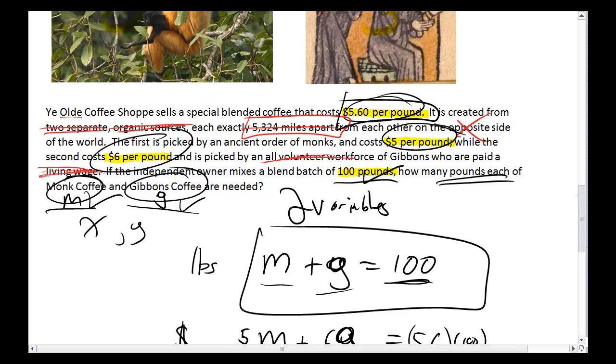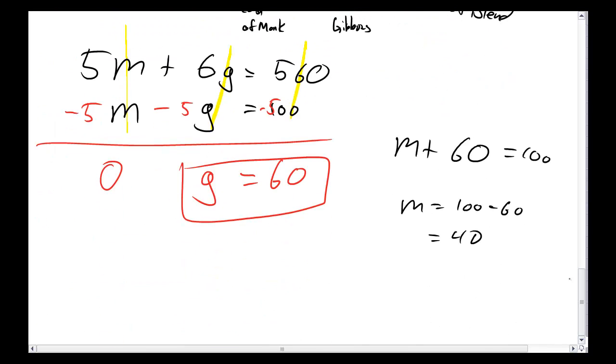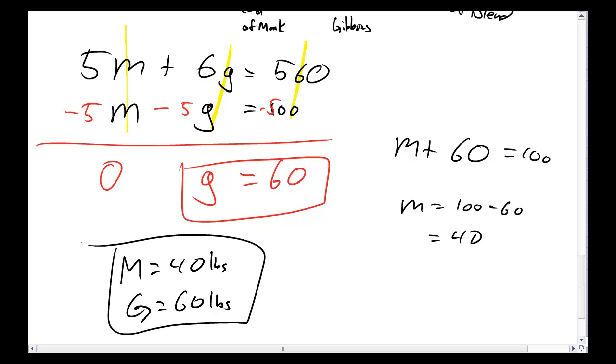The last step to any word problem is going through and making sure that you've answered the correct question. How many pounds of each of Monk's and Gibbon coffee? Monk coffee was 40 pounds. Gibbon coffee was going to be 60 pounds. That's how much I'm going to be buying of each of these.